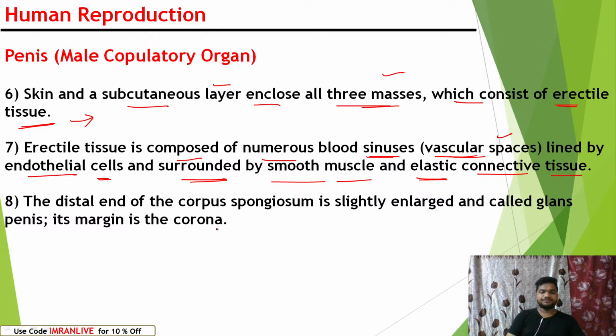The distal end of the corpus spongiosum is slightly enlarged and called the glans penis. At the end of the penis, I'm roughly drawing a diagram here, the tip region that we call the glans penis, right? The margin is called the corona. This is not coronavirus, don't get confused. So for example, roughly I'm drawing, this is the penis region, this is the glans penis. At the tip, at the border region, right and left, we call that the corona region. There is no relation to coronavirus. At the margin of the glans penis, that we call the corona. Hope this is clear for everyone.